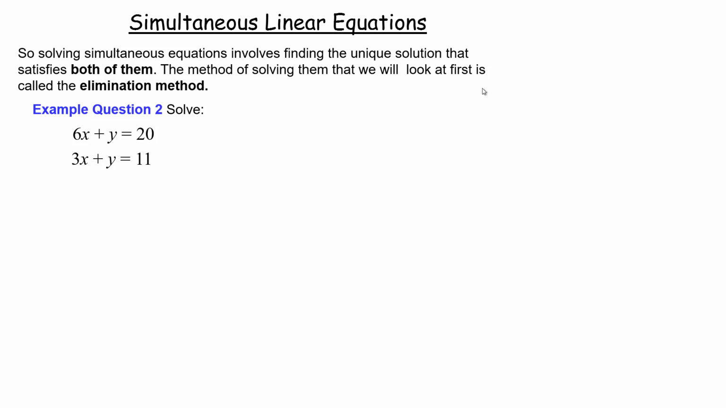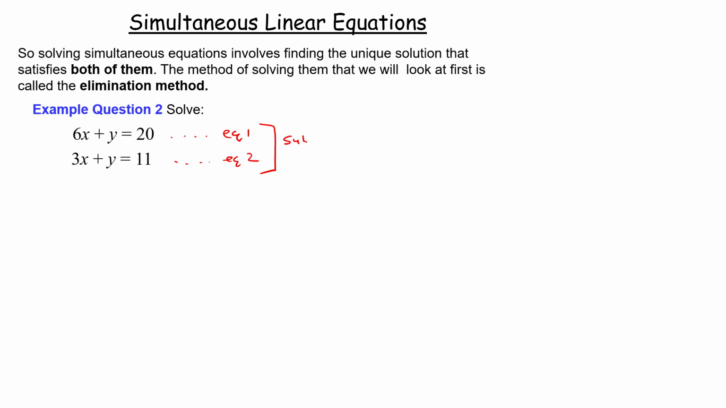Right, let's have a look at this second example then. This time we've got to solve, again, two straight lines. 6x plus y equals 20 and 3x plus y equals 11. So first things first, what did we say we always do first? Label the equations. Equation 1 and equation 2. Okay, so now we've got to decide how to get rid. I've got a 1y and 1y, so the y's are going to go. How do I get rid of them? Do I add or subtract? They've got the same sign, so this time I'm going to subtract.